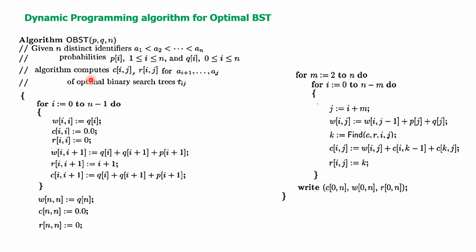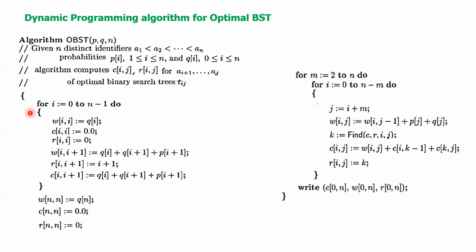It is going to give you a table consisting of all the costs and the optimal routes at each step. C of i, j, R of i, j, and W of i, j: weights, costs, and optimal routes. These three values will be tabulated, and the two-dimensional table will be the output of this algorithm. So this is a for loop here for initializing the values in the table.